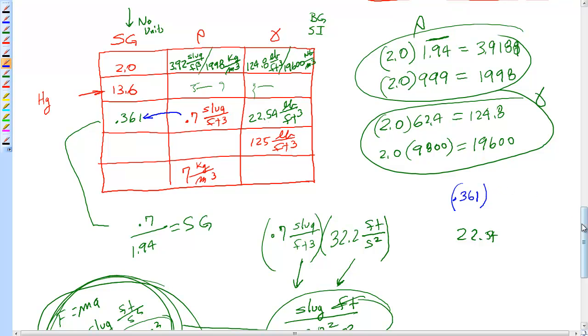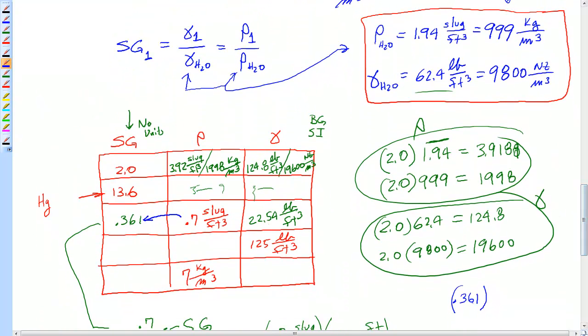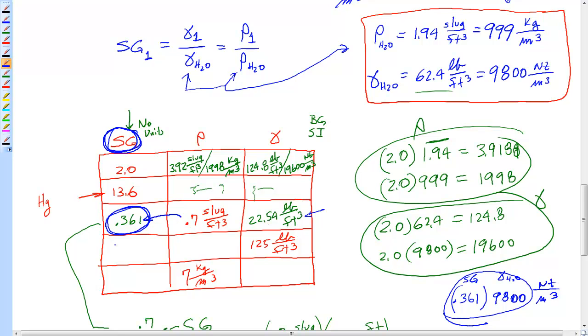So if you did that, you're multiplying the SG times gamma of water, and so if you did 9800, that would give you the gamma that would be equivalent to that gamma, but in a different unit system. This one would be Newton per meter cubed. So this has no connection to any unit system. It can move you in and out of a different unit system.